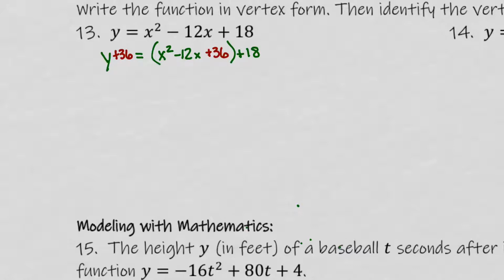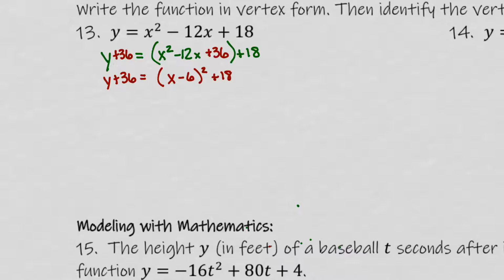Okay, so over here I have y plus 36 equals, this can now be written as x minus 6 squared. Remember, you take b and you half it. That's where that minus 6 came from. And I still have the plus 18. All right.